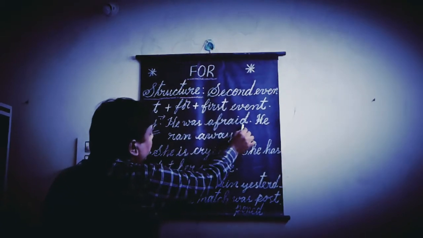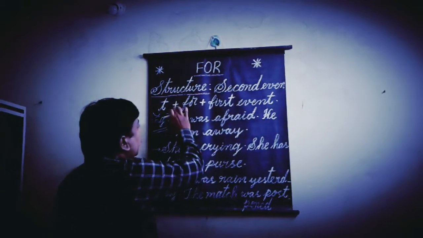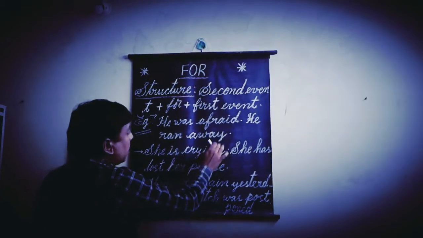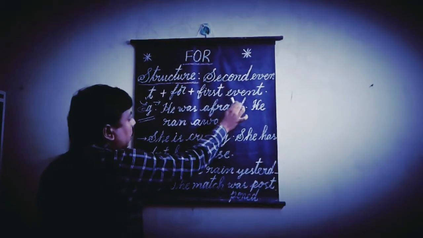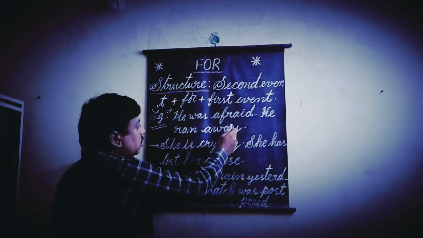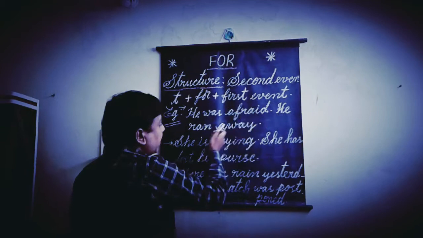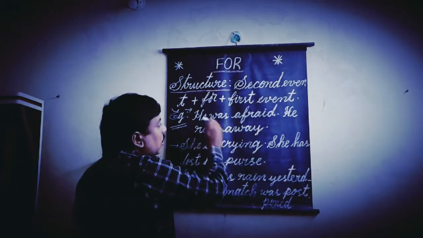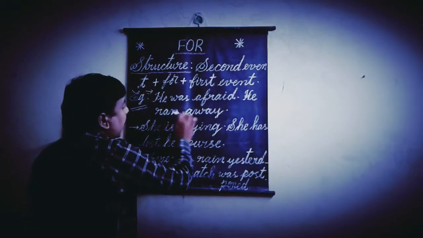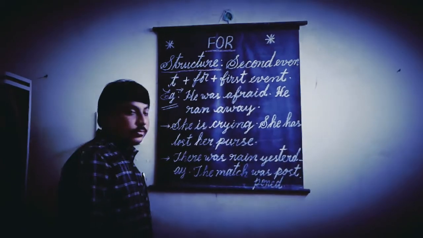He was afraid. He ran away. Second event plus "for" plus first event: He ran away, for he was afraid. Here we need to use the conjunction "for" before the statement which expresses reason. Then how to combine these two events into one? He ran away, for he was afraid.